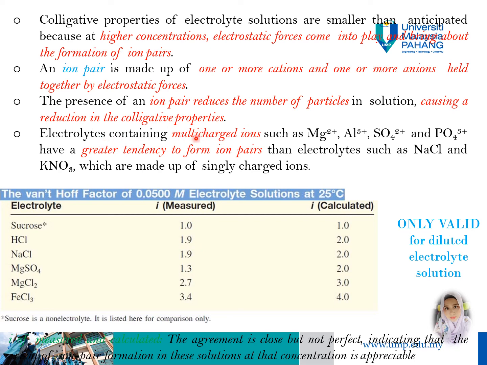So electrolytes containing multi-charge ions, for example magnesium and aluminium, will have a greater tendency to form ion pairs than electrolytes containing single-charge ions, for example NaCl and KNO3.